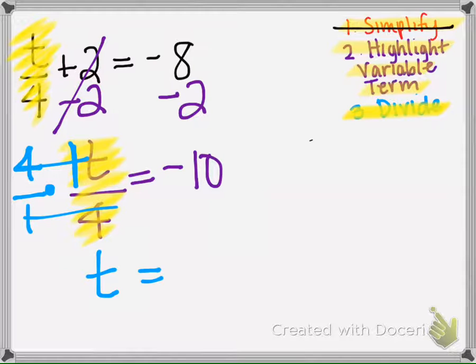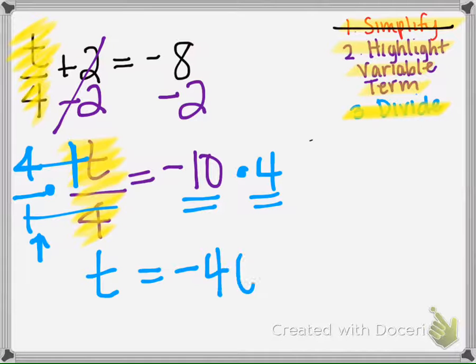And whatever we do to this side here, we have to do over here. So we need to multiply this side over here by 4, or 4 over 1, same thing. So negative 10 times 4 is negative 40.